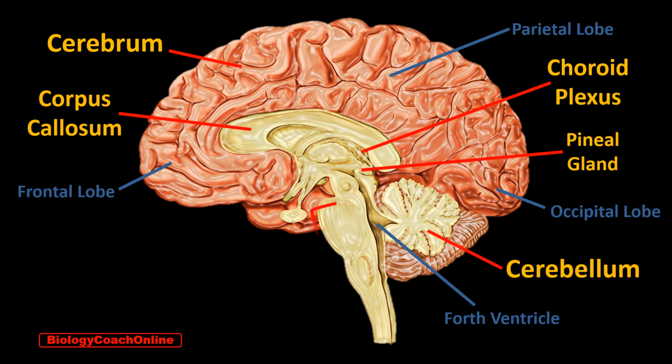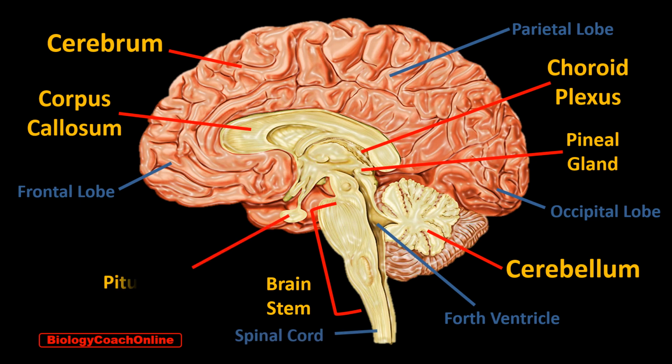This elongated structure is your brainstem. We'll dissect the brainstem in a couple of lectures from now. And that makes this the spinal cord. So this little structure hanging down here is the pituitary gland.